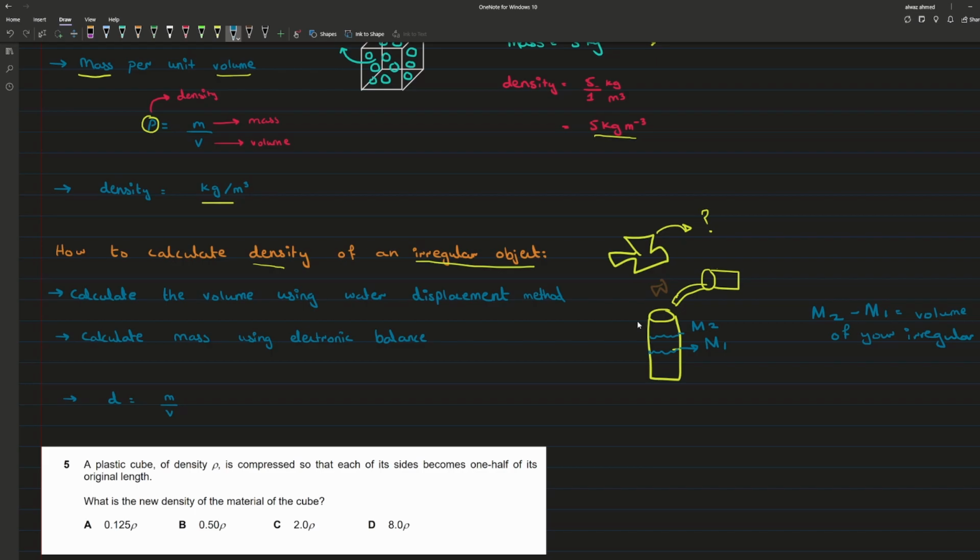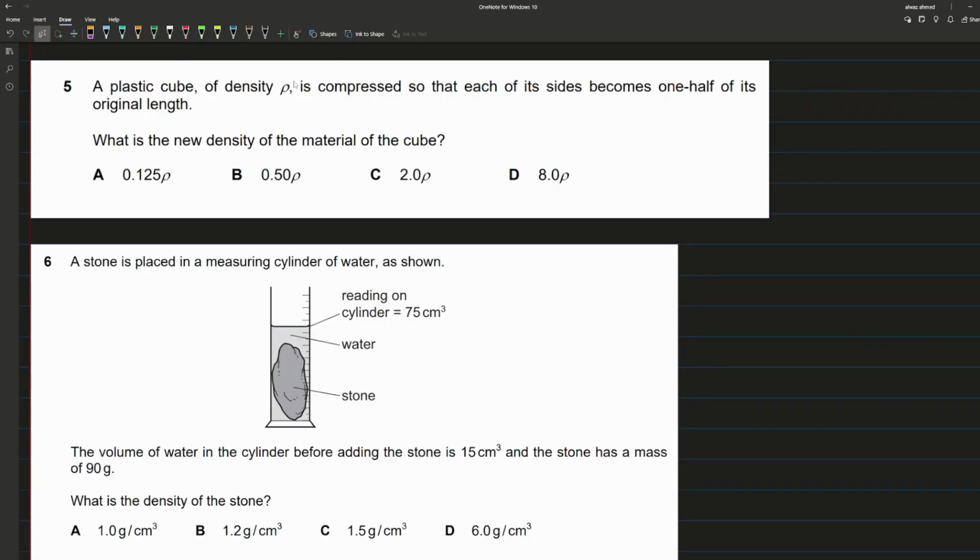So this is how we calculate the volume of the irregular object, and to calculate the mass we use an electronic balance, and the formula for density, as we know before, is mass over volume. Okay, so now we're going to do some questions to help build our concept. The first one says that a plastic cube of density P is compressed so that each of its sides becomes 1/2 of its original length. What is the new density of the material of the cube?